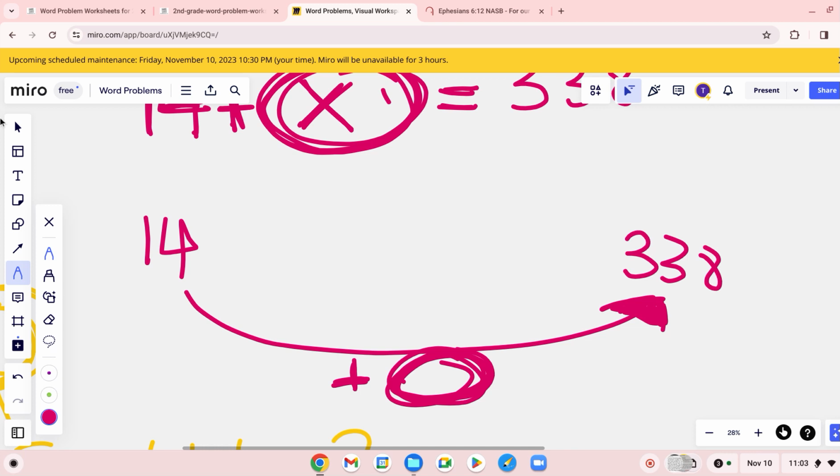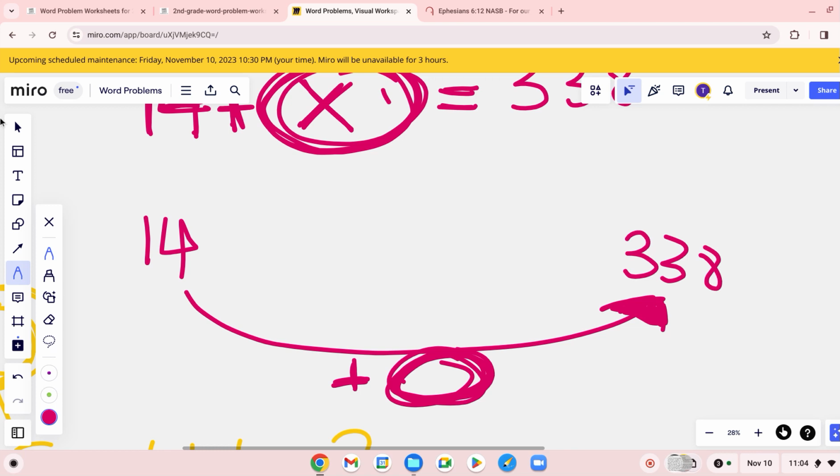So for example, you look at 14 and you look at 338. What do you need to add first to get closer to 338? I don't know how to get to 3 from. So, first I can tell you add 90. No. 90 is not going to get you closer to 338.